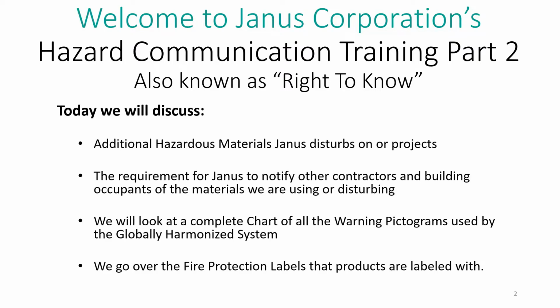Today, we're going to discuss additional hazardous materials Janus disturbs on projects: asbestos, lead, those types of things. The requirement for Janus to notify other contractors and building occupants of the materials we're using or disturbing. We'll also look at a complete chart of all the warning pictograms used by the globally harmonized system. We will also go over fire protection labels that products are labeled with, either on the SDS sheet or both on the SDS sheet and on the container of the product as well.